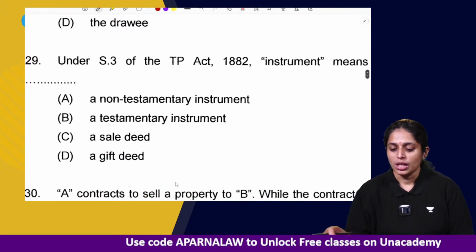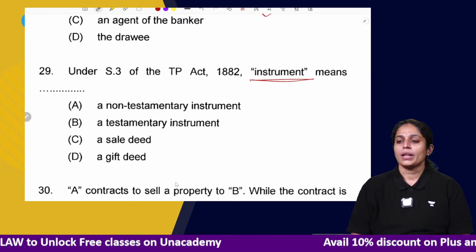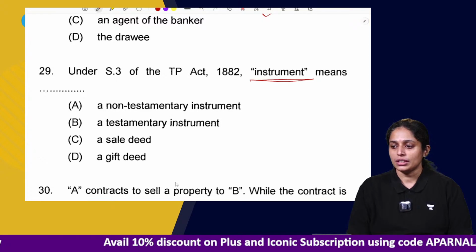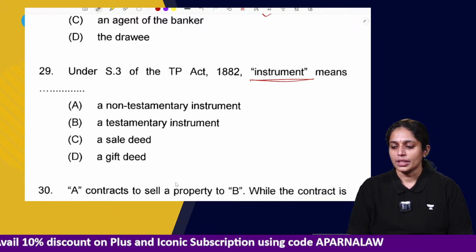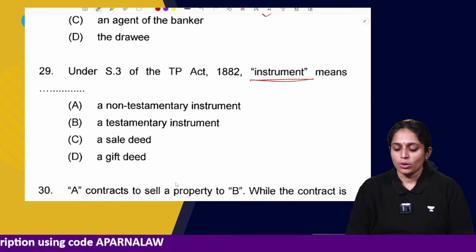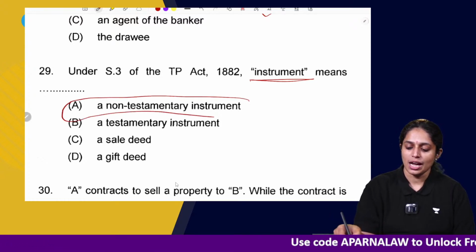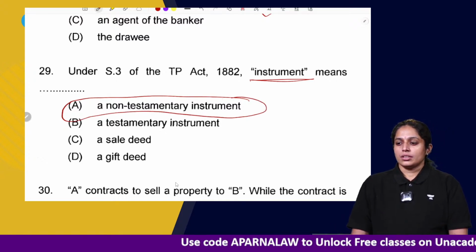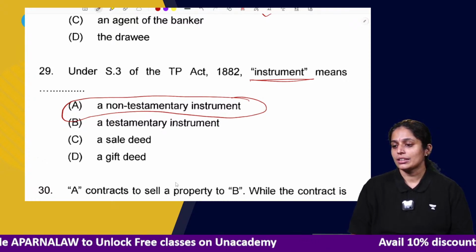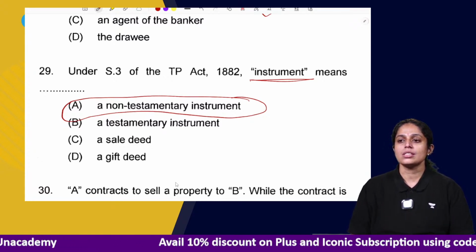Next one, 29th question. Under section 3 of the Transfer of Property Act, what do you mean by an instrument? Instrument means: A, a non-testamentary instrument; B, a testamentary instrument; C, a sale deed; and D, a gift deed. What do you mean by non-testamentary instrument? The answer is A. It is something which is not related to a will, other than that. We have testamentary and non-testamentary instruments. This is something other than that.